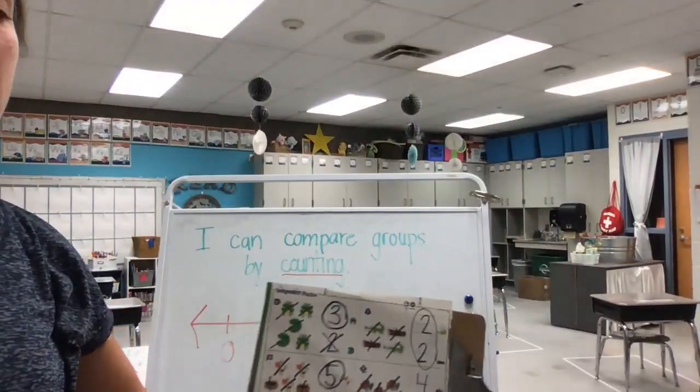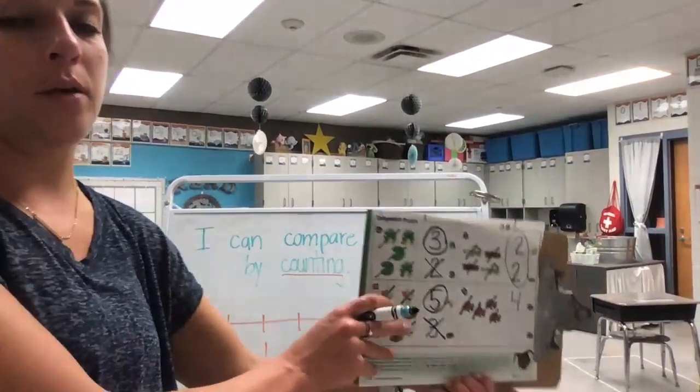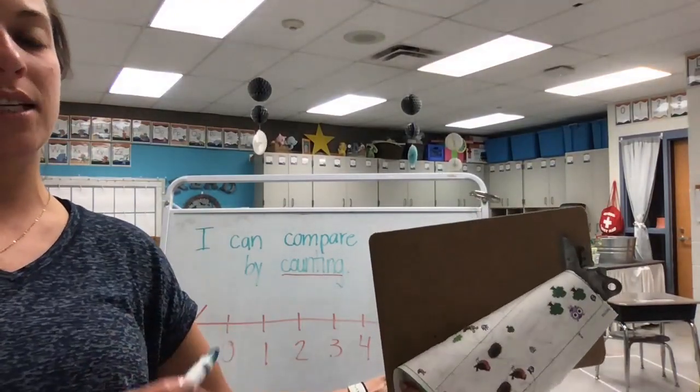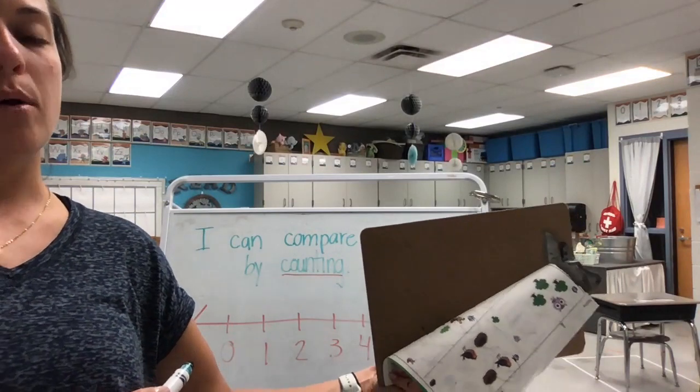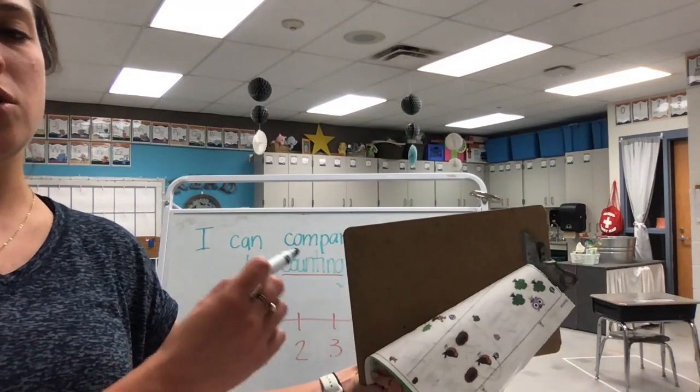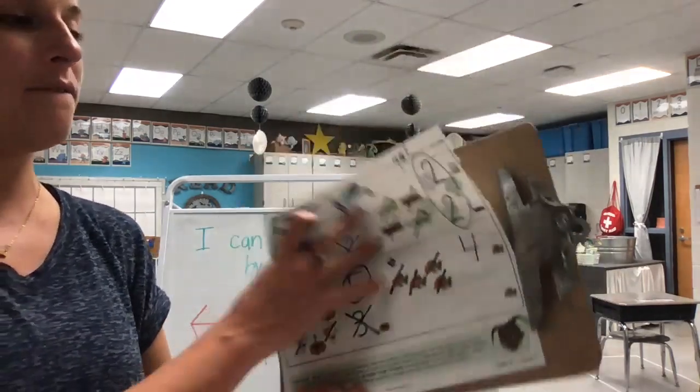Now, it says we want to draw a number that's less than 4. That means that we're going to go backwards on our number line. We're going to start at 4, and any number that becomes before that is a group that we can choose. But we don't want it to be 4 because that'd be equal. So let's choose 2. Let's draw 2 fish to compare.